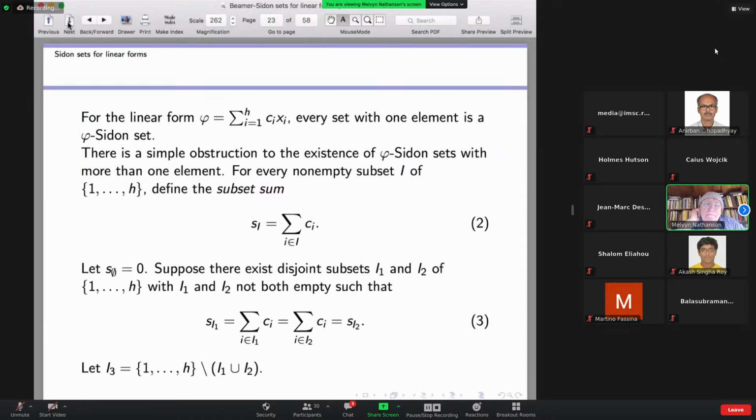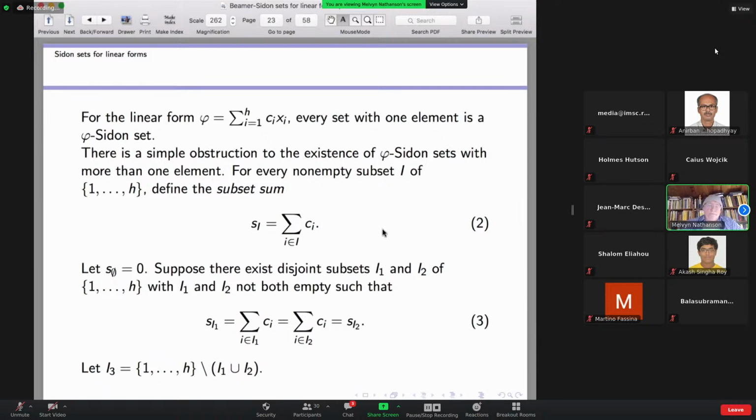So if you're given a form, you can ask whether a Sidon set exists. And there's a simple obstruction to the existence of a Sidon set with respect to a form. So we have our form, summation Cixi. If you take a subset I of the integers from 1 to h, the subset sum is just the sum of the coefficients Ci for i in this set I. And if I is empty, this is just 0.